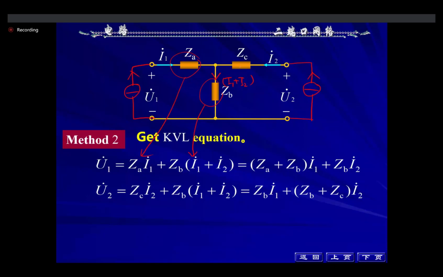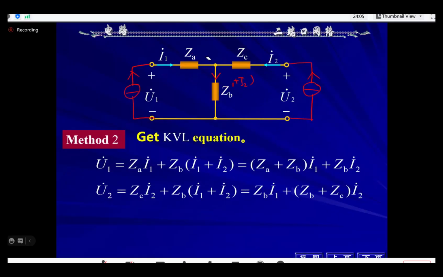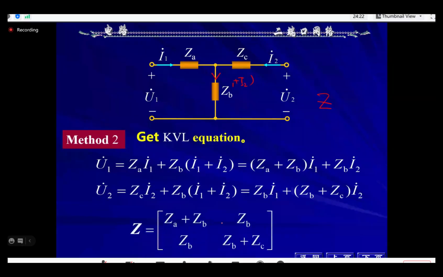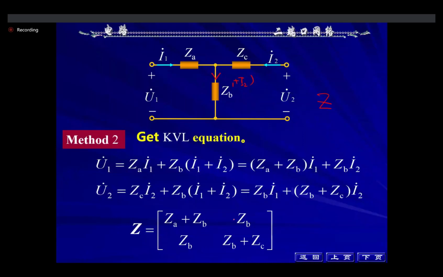U2 is the ZC voltage and this ZB voltage. So we can get U1, U2 from I1, I2 directly also. So from this circuit we can calculate the Z parameter without the open circuit method. So for this Z parameter we can find ZB.